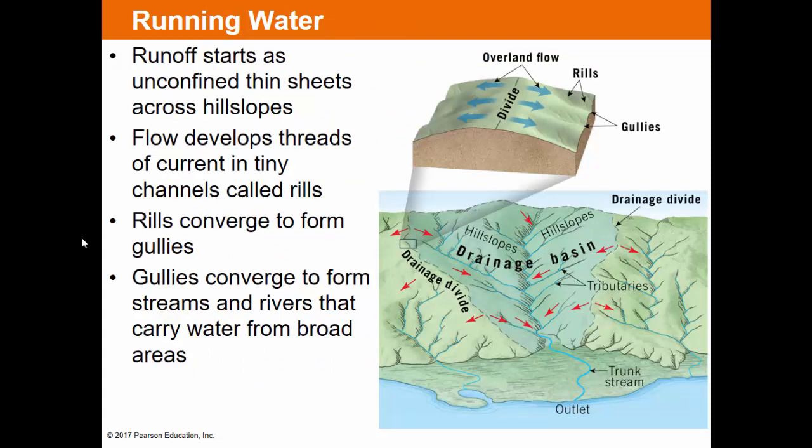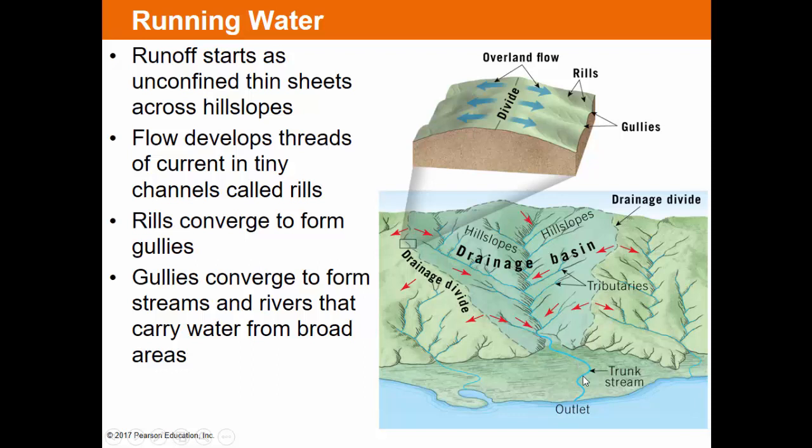So water that doesn't infiltrate, water that runs off, is running water. And it starts as completely unconfined thin sheets across hill slopes. And then those thin sheets may develop into tiny channels that we're going to refer to as rills. Then those rills converge to form gullies. And then gullies converge to form streams and rivers that carry water from larger areas. And that entire area that drains into a specific river, we're going to call this the trunk stream, we're going to define that in a few minutes, and the outlet into its base level.